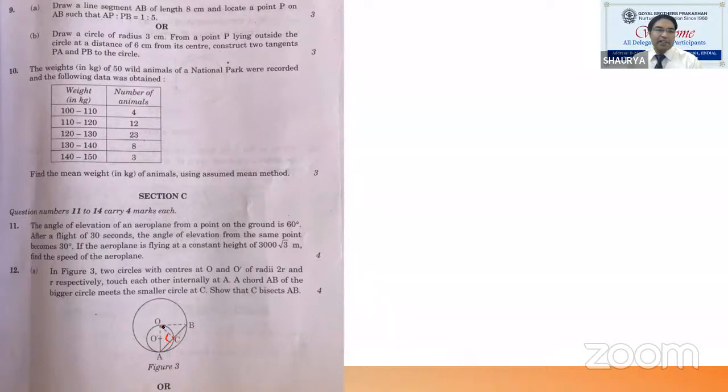Since OA is equal to OB, being the radius, angle 90 is the same, and this OC is the common side, the triangles OAC and OCB are congruent by RHS criteria. Thus we can say that AC is equal to BC, or C bisects the line segment AB. Okay, I guess it was clear.